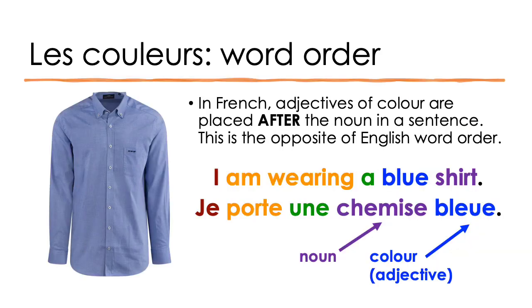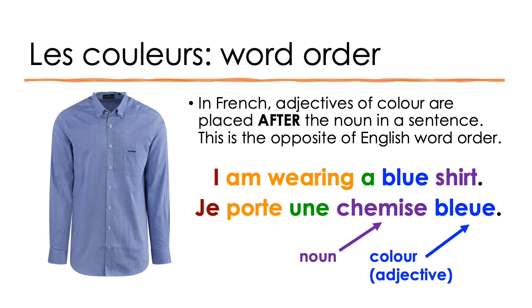Okay, the final thing we're going to explore is word order. That is, where do we put the colour in a sentence in French? Well, in French, adjectives of colour are always placed after the noun in a sentence. So our colours are going to go after our items of clothing. Now, this is funny because it's maybe the opposite of what you're thinking. It's the opposite of English word order.